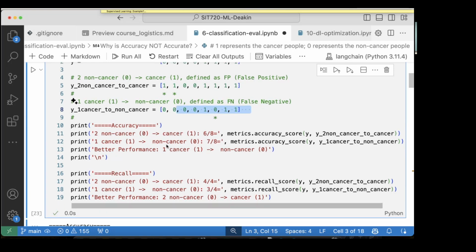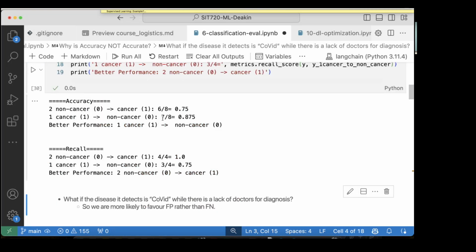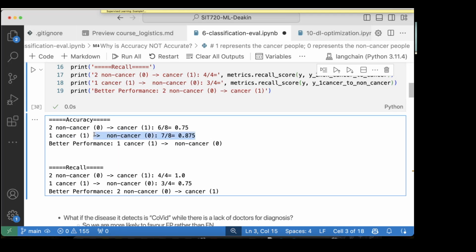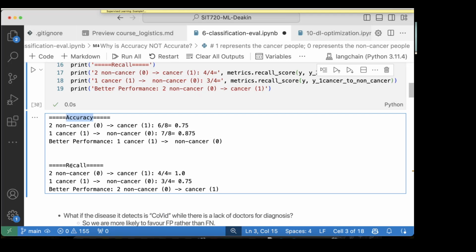So if you calculate the accuracy, you will see this one actually becomes better, right? But the cancer people will go back home and they will die. So we don't want to prefer this one. So accuracy doesn't work. Let's see recall. Recall works. According to recall, the first one gets the better result, right? Even though it has two incorrect predictions and the second one has only one, the recall tells us it will prefer the first one.